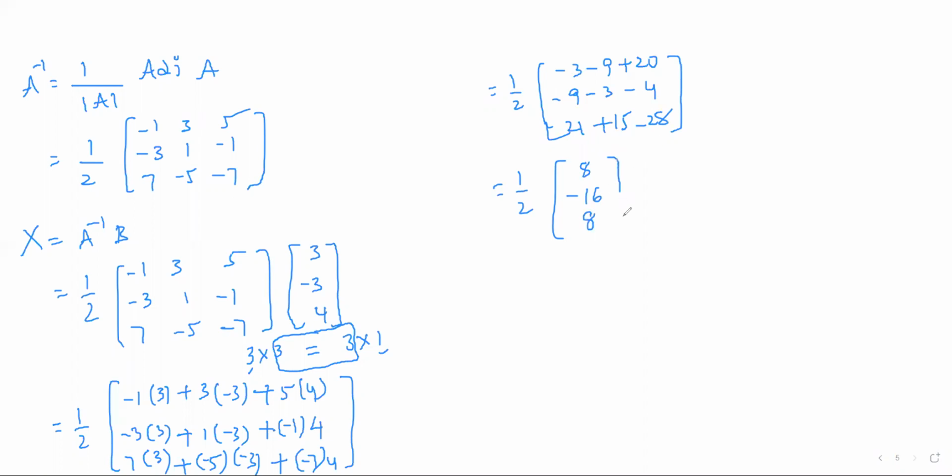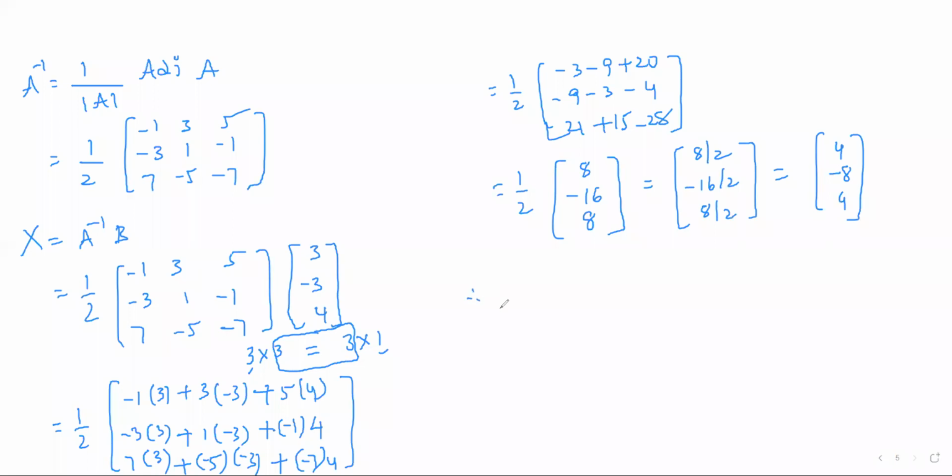ఓకే, ఇప్పుడు 1/2 తో మల్టిప్లై చేయి. అప్పుడు 1/2 తో మల్టిప్లై చేస్తే ఎంత అవుతుంది? ఇది 8/2, minus 16/2, 8/2 చేసాం అనుకోండి, ఆన్సర్ ఎంత వస్తుంది? 4, minus 8, 4. This is the final answer.